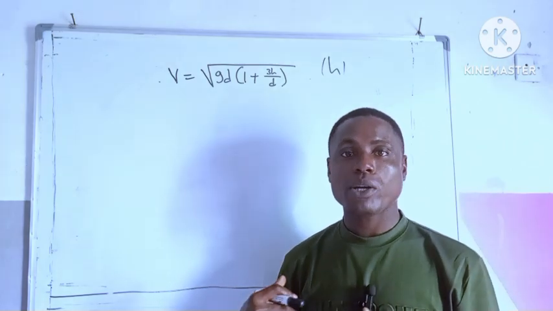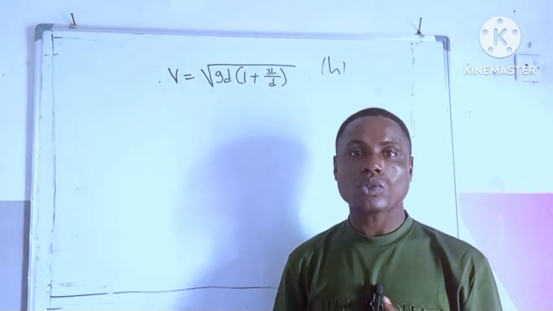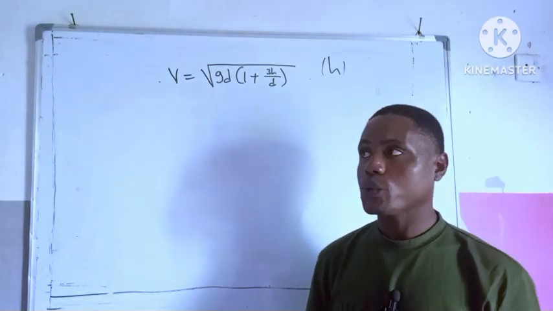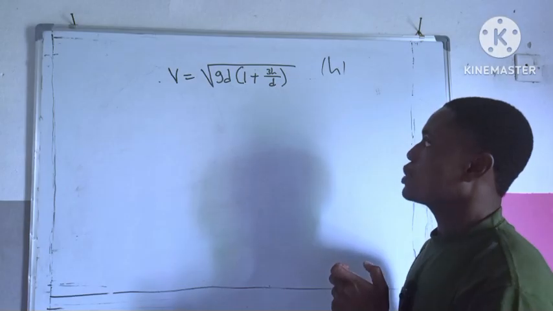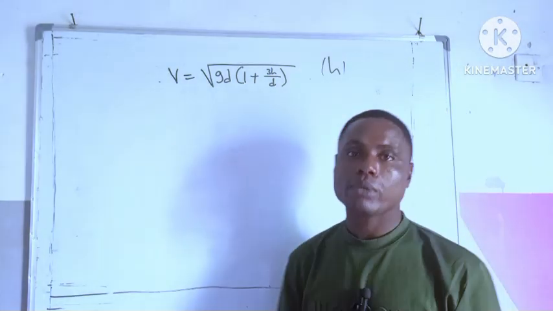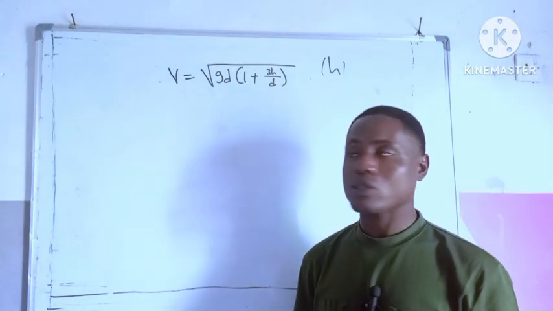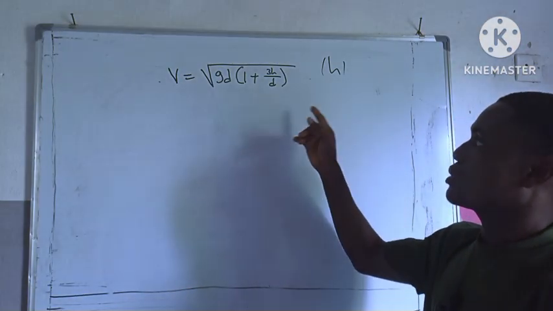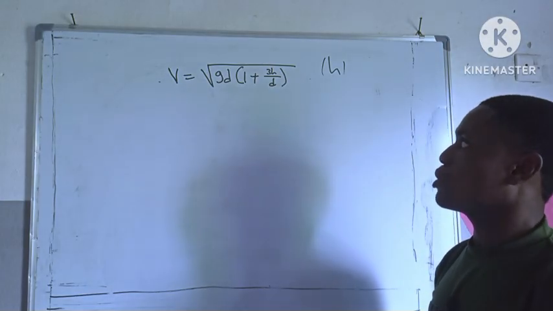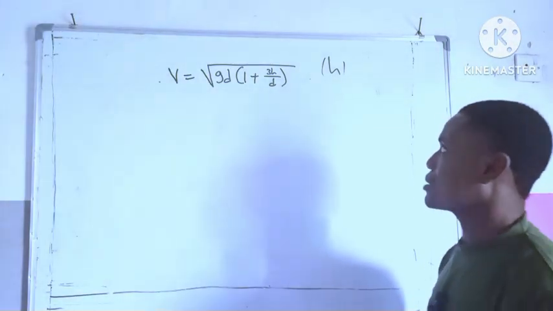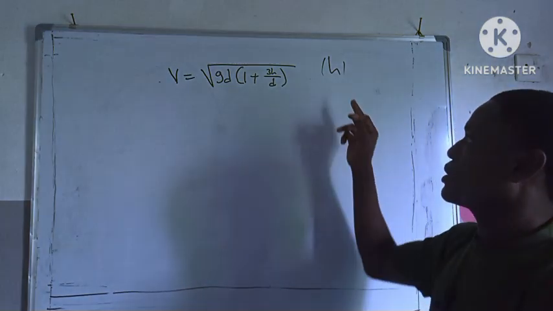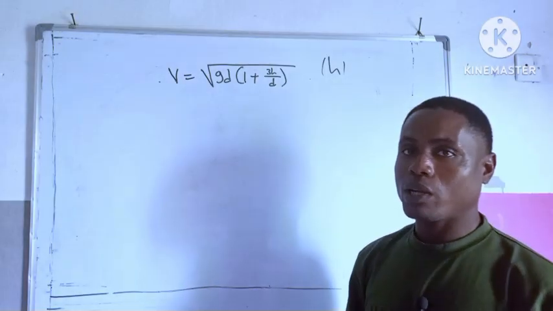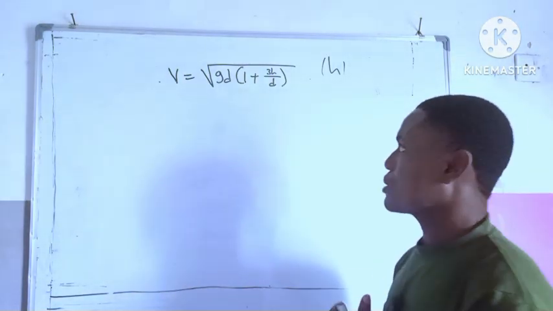Mathematics students, you will come across this question in the 2026 JAMB UTME exam or WAEC and NECO. This question is under change of subject of the formula. We are given v equal to the square root of gd times (1 plus 3h all over d). We are asked to make h the subject of the formula. It's very simple. Let's do it step by step.